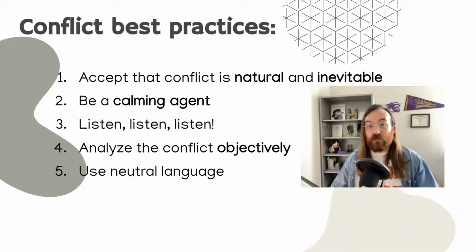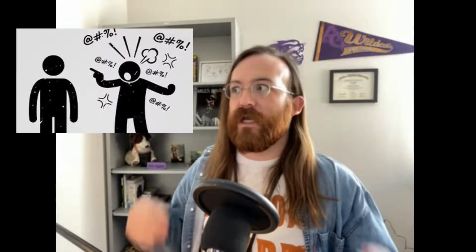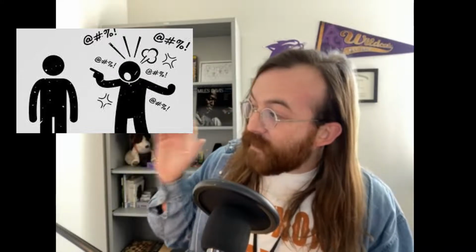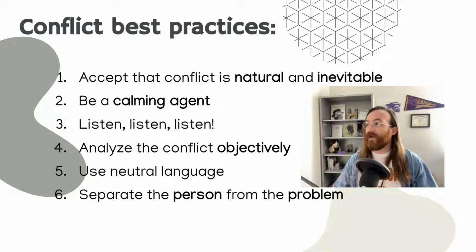Number 5 is to use neutral language. This just means to remain calm and respectful in the language that you use in the middle of a conflict. The second that you start using inflammatory language, like talking about the other person's mom or saying every curse word you can possibly think of, you escalate the situation to a new level and it's very difficult to get anything done.